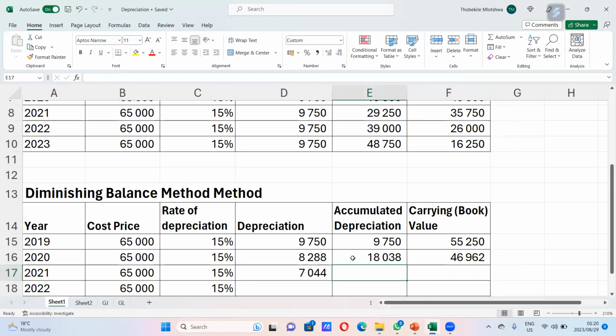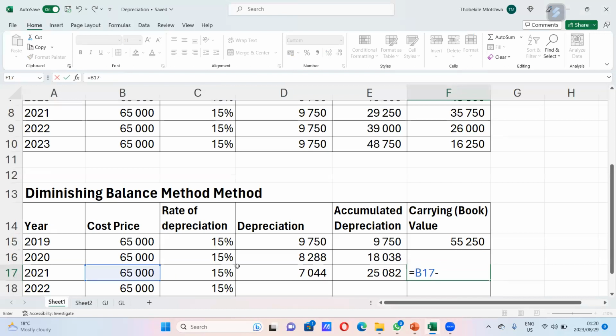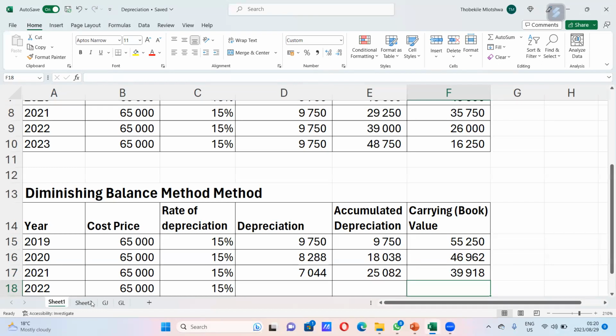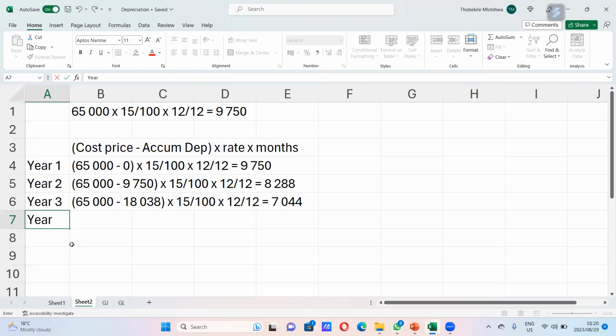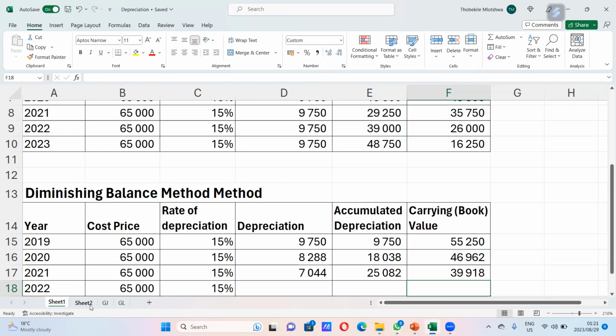Then accumulated depreciation, like I said, equals previous year's accumulated depreciation plus current year's depreciation. Carrying value will be cost price minus accumulated depreciation. For year four, I'm sure you can do this on your own now, but let's finish it up. Year four would be 65,000 minus the accumulated depreciation, which is 25,082.